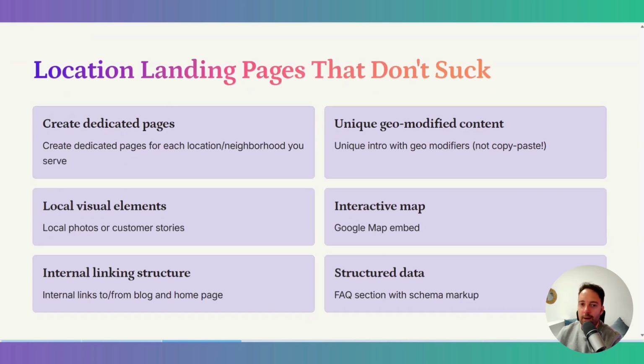So the second part of the strategy is location landing pages. Okay, so if you have different locations, you need different landing pages, and if you have different services, then you need different service pages. So create dedicated pages, and I'm going to show you how to do that now. Local visual elements, so add in the photos, your customer stories. That's always more information, the better, as usual. Interlinking structure, I'm going to show you how we can do all of this. An interactive map, and structured data. This is again just to help Google know more about your business.